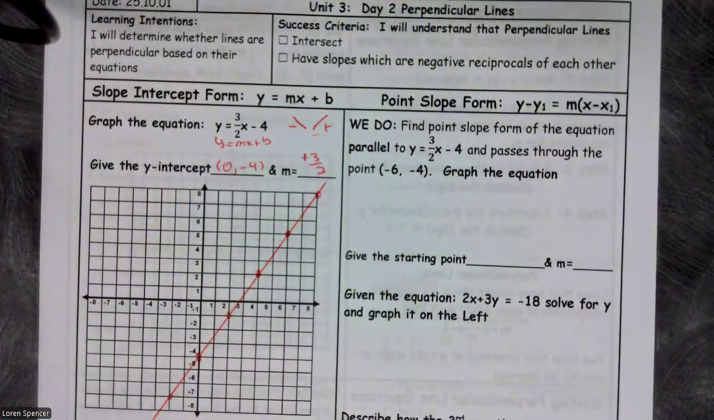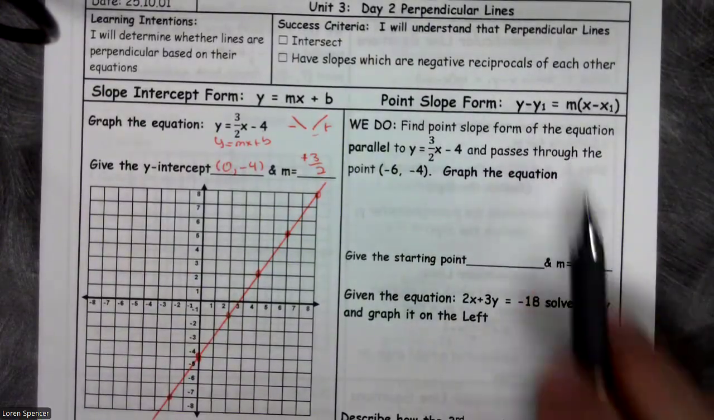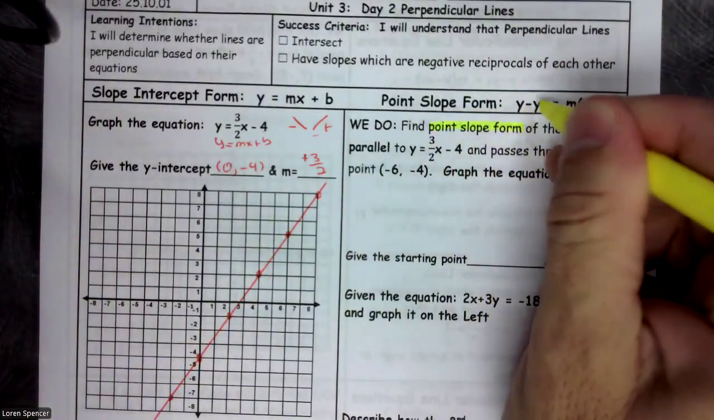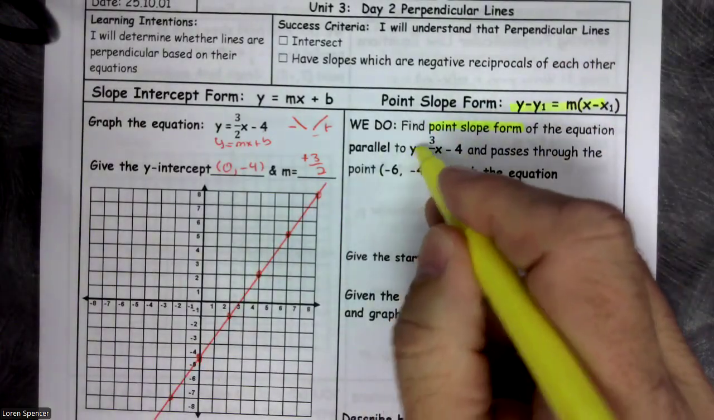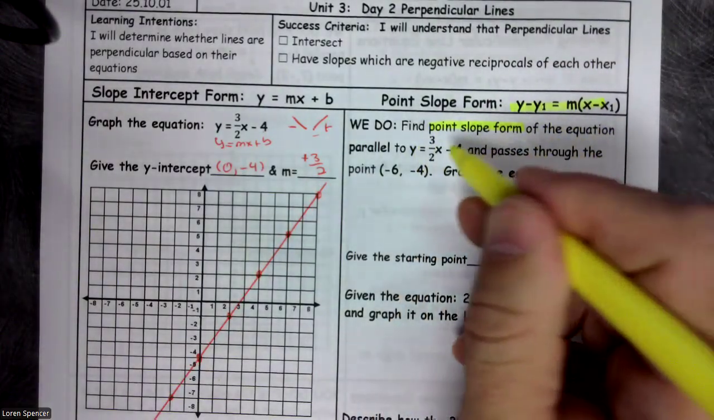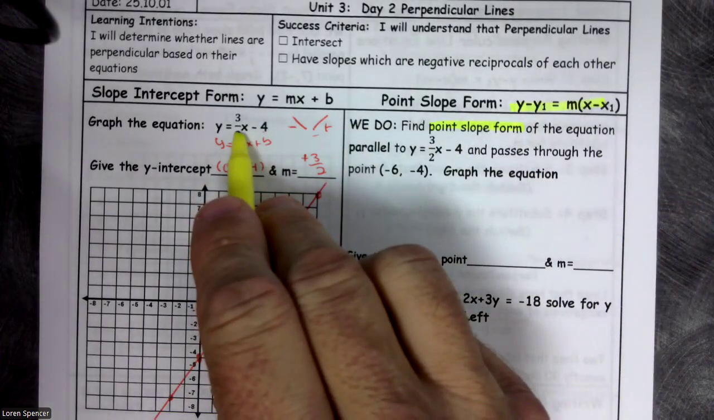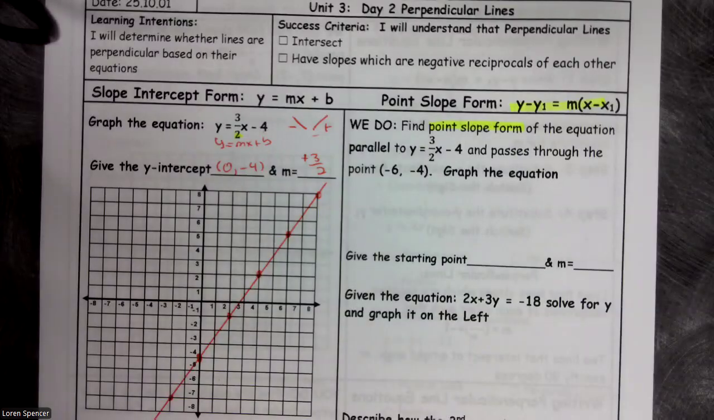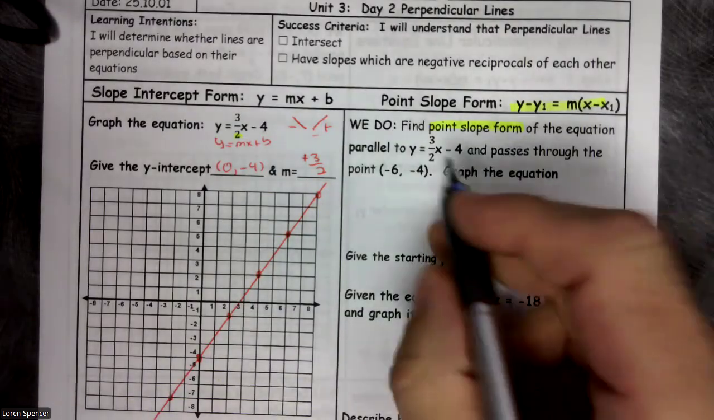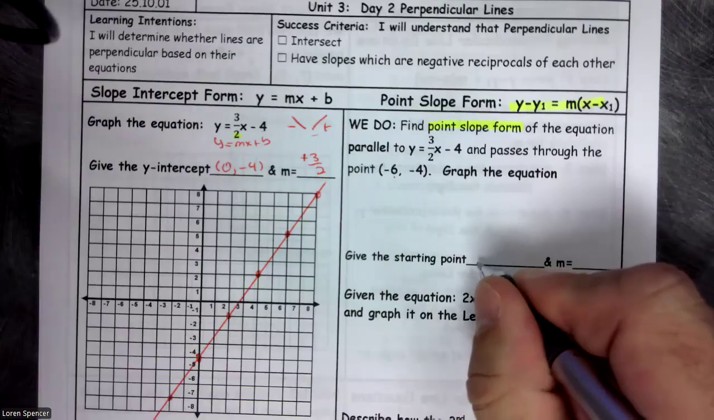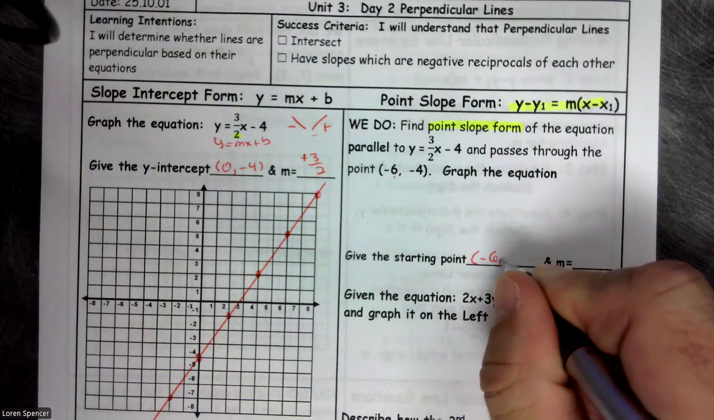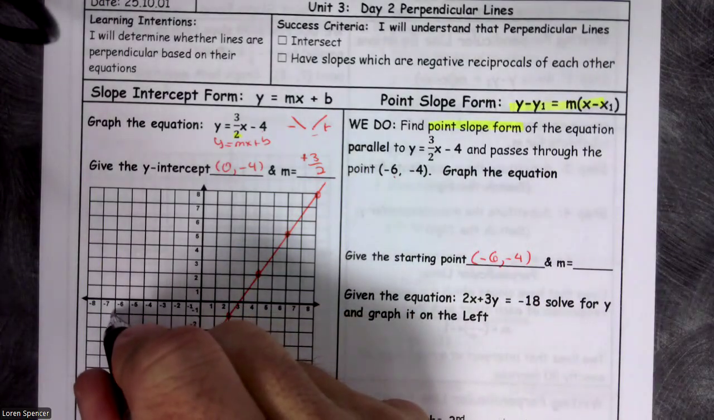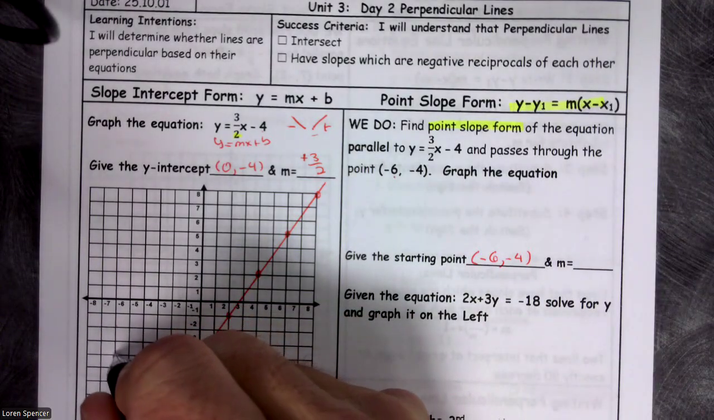Then the next one, find the point slope form of the equation. Okay, so that means they want the line that's parallel to y equals 3/2 x minus 4, which we just graphed, and passes through the point negative 6, negative 4. So let's go ahead and mark our starting point. Our starting point is negative 6, negative 4. So I'm going back 6 and down 1, 2, 3, 4.